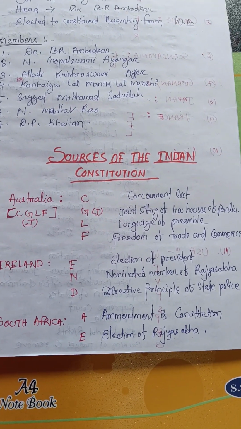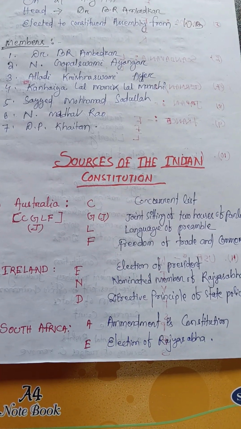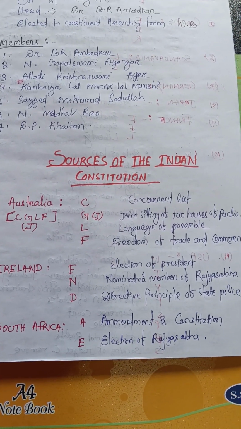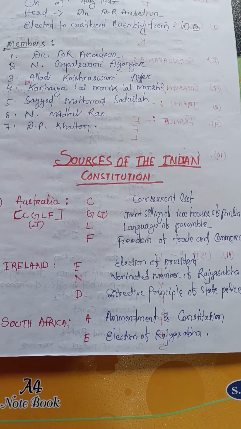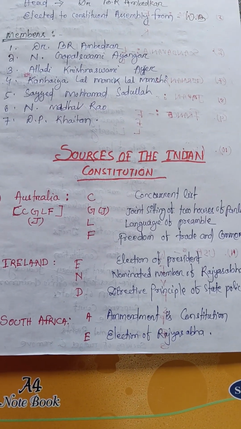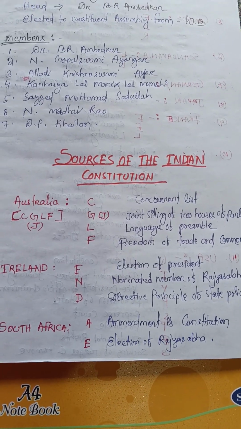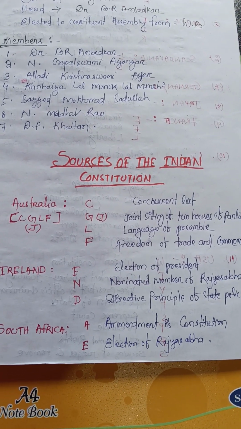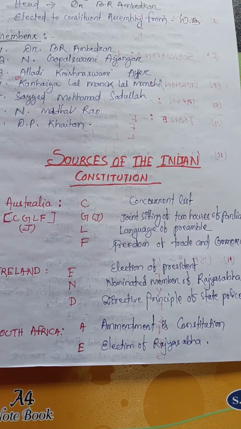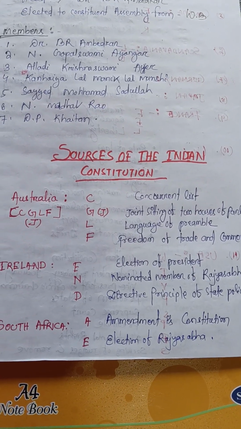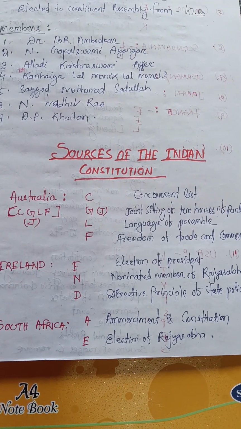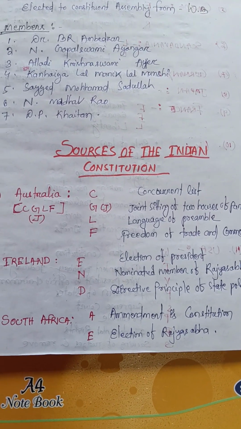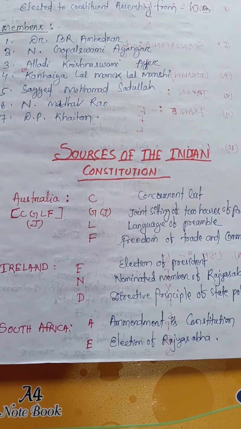Today I am going to discuss the sources of the Indian Constitution. This will be the sixth class on the making of the Indian Constitution. Okay, let's talk about the topic. As you know, the Indian Constitution has 75% of its features borrowed from other countries and 25% of its own. So we now have to discuss the features that are borrowed from different countries.